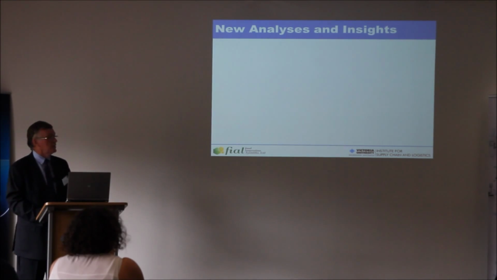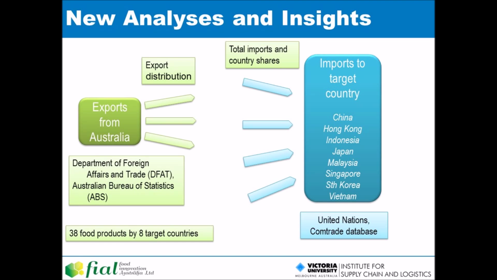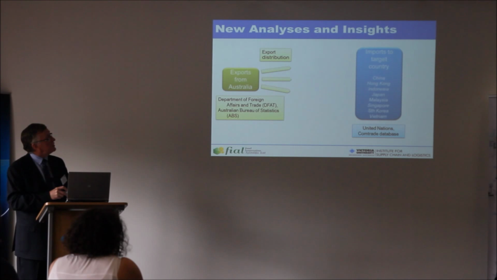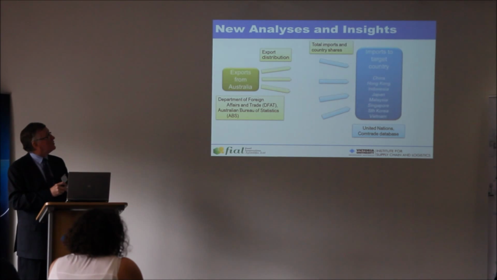Well, there were a couple of main sets of data that we drew on. One of them you probably know of, and that's the ABS and DFAT data on exports from Australia. That gives us a very important picture of the export distribution out of Australia. The other important stream, though, was the United Nations. They have a very large database called Comtrade, and that provides a very detailed picture of imports into countries, in this case the targets that we were looking at in Southeast Asia. And so that gives us a picture of the total imports, plus also the country shares.